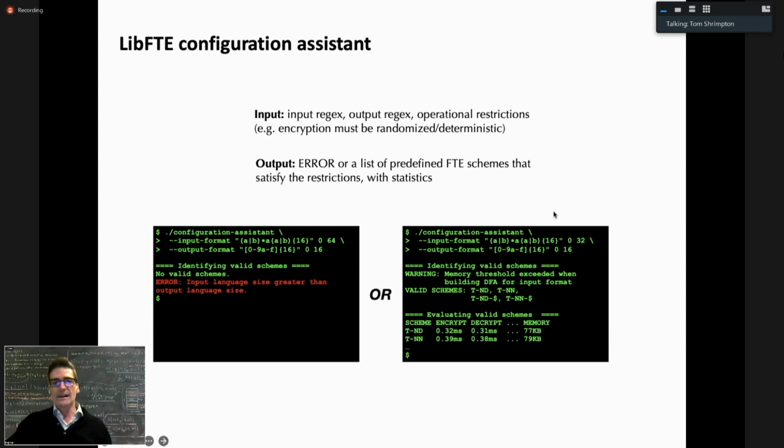So you can put in an input regular expression, an output regular expression, and some operational restrictions, like I'm going to be using an off-the-shelf implementation of a counter mode-based authenticated encryption scheme. You can provide these things, and then this tool will tell you either error, you can't put these things together in the way that you want, or it gives you a list of predefined FTE schemes that we built that do satisfy the constraints that you've given, with some statistics on the amount of memory that's required, the running time, and that kind of stuff.